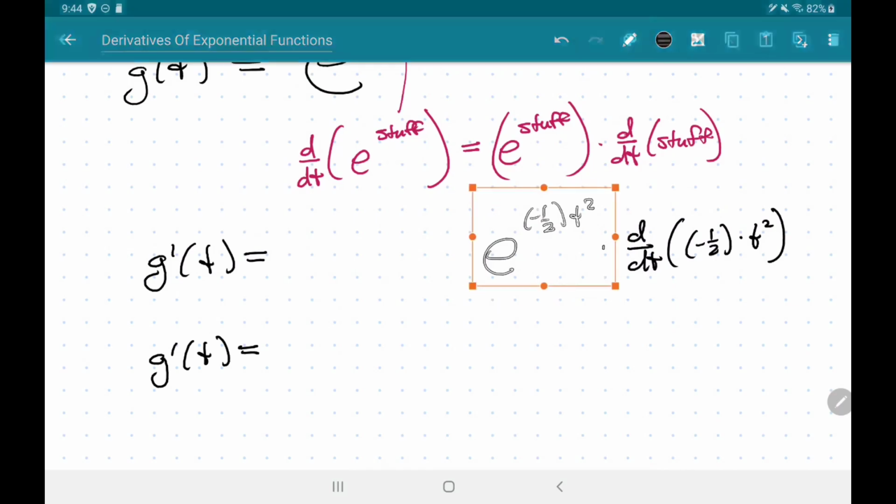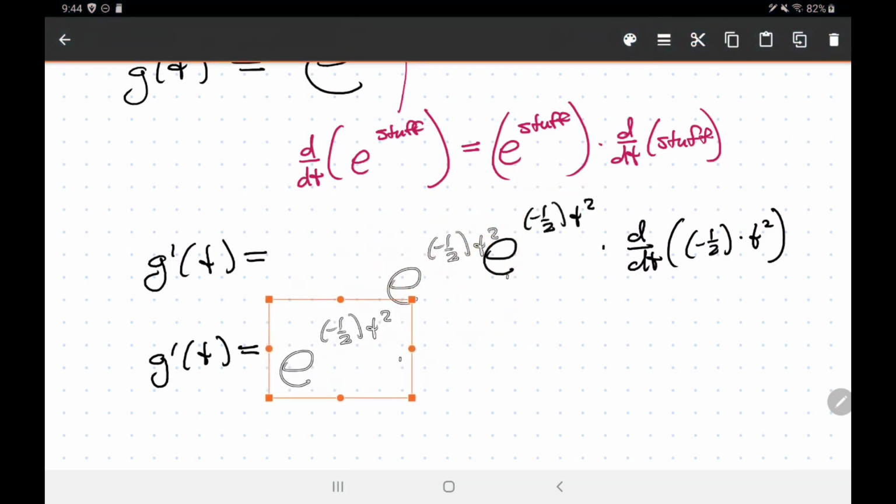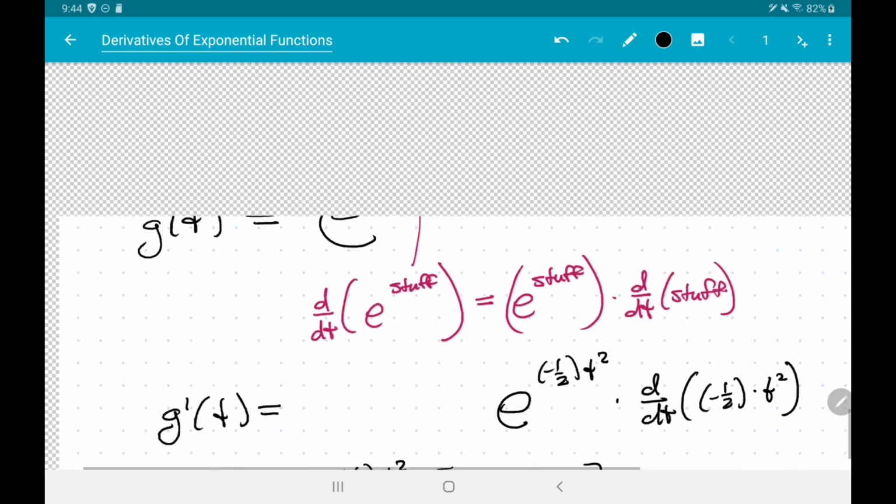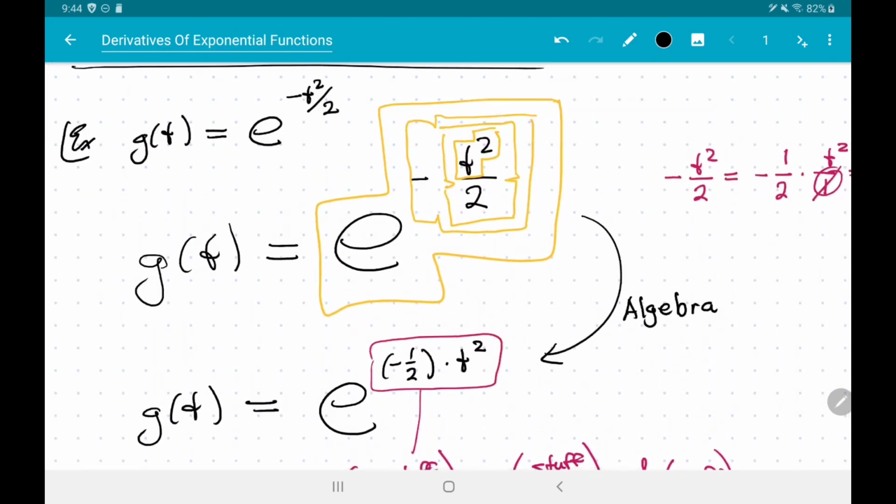Okay. Now I'm going to copy the part that we're already done with. The derivative of negative 1/2 times t squared, what is that? We keep multiplication by negative 1/2, and then the derivative of t squared is 2t. Okay, so that is the derivative of e to the negative t squared over 2.